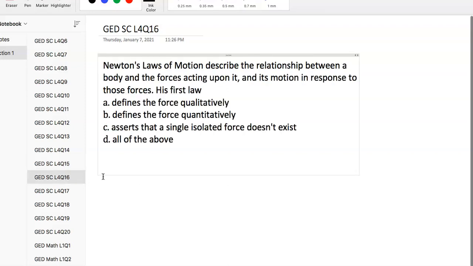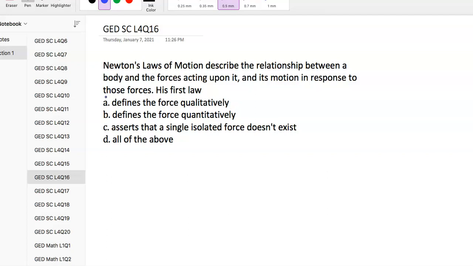Okay, and then we go back to Newton, right? So he's going to show up on some of the toughest GED science questions. Newton's laws of motion describe the relationship between a body and the forces acting upon it, and its motion in response to those forces. His first law defines the force qualitatively, and we can talk about that for a second too here.